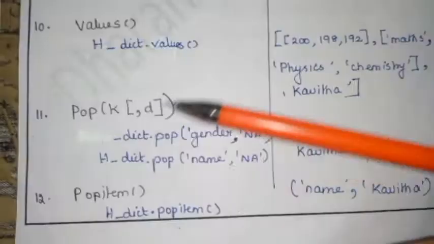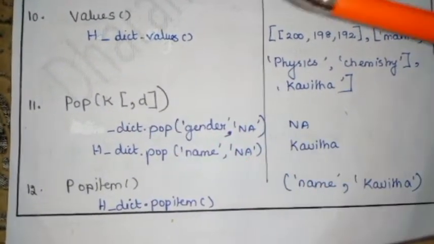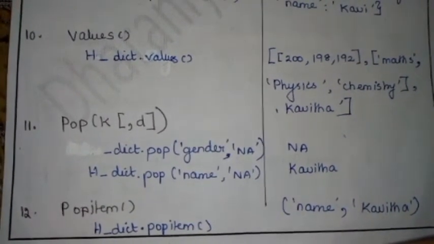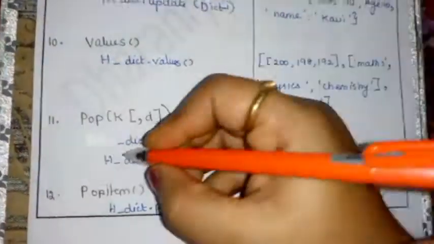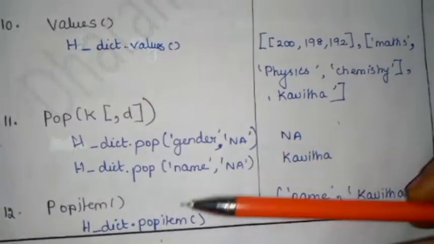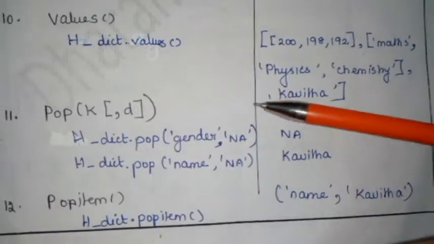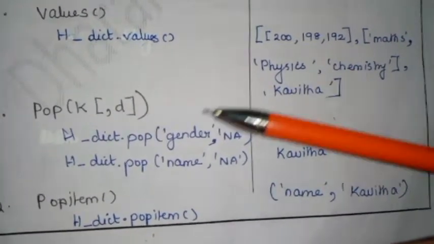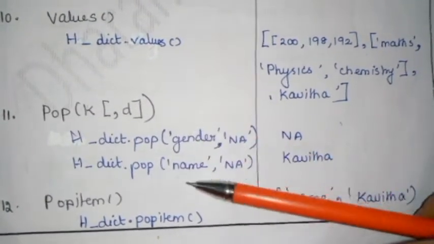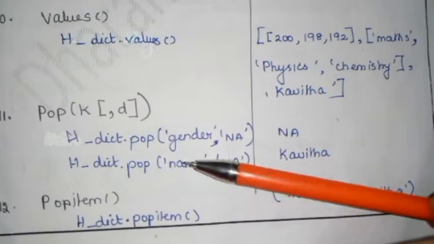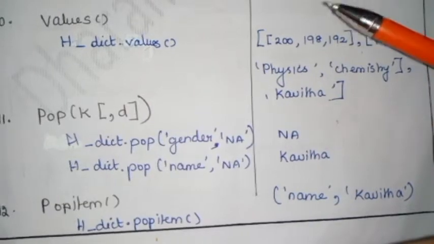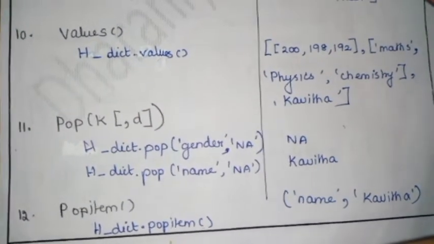Okay, next is pop(k). h_dict.pop(gender). Since gender is not available, it will give me the output not available. Next, I'm going to give h_dict.pop(name). I'm going to pop out name. So my Kavita will be popped out, and the rest of the elements will be present in the original dictionary.